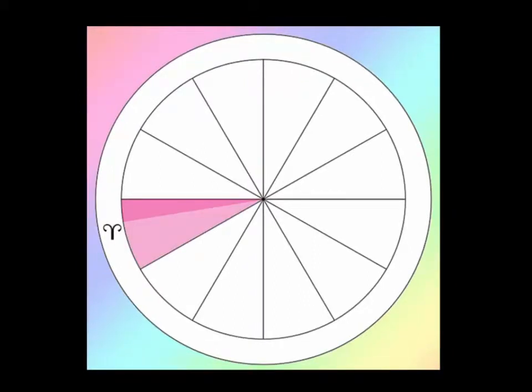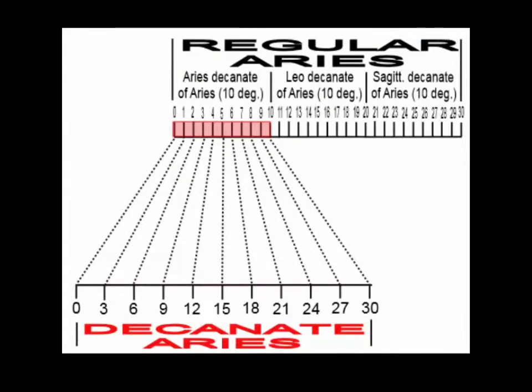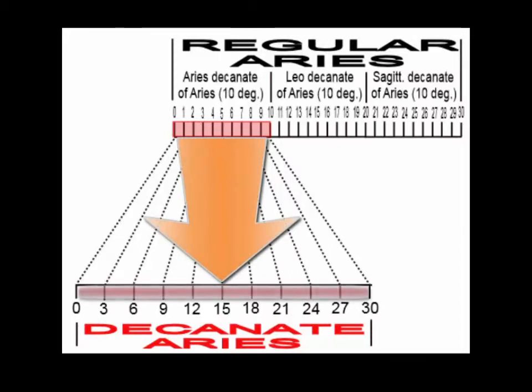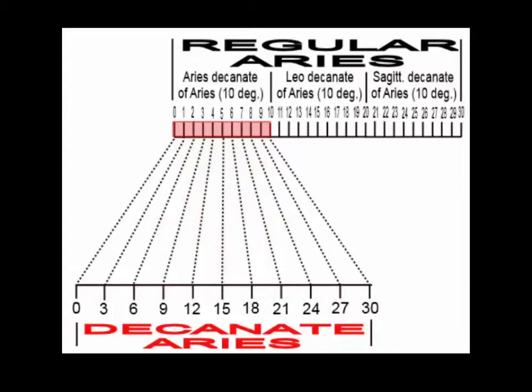And now let's look at this from a different perspective. Here we are projecting the first 10 degrees of Aries into a 30-degree area of Aries. And you might say, how is this possible? Well, this is where the decanate zodiac comes in. The projected Aries sign at the bottom is called the decanate Aries. And I promise that you will understand this better as my explanation proceeds. So at this point in time, just bear with me.